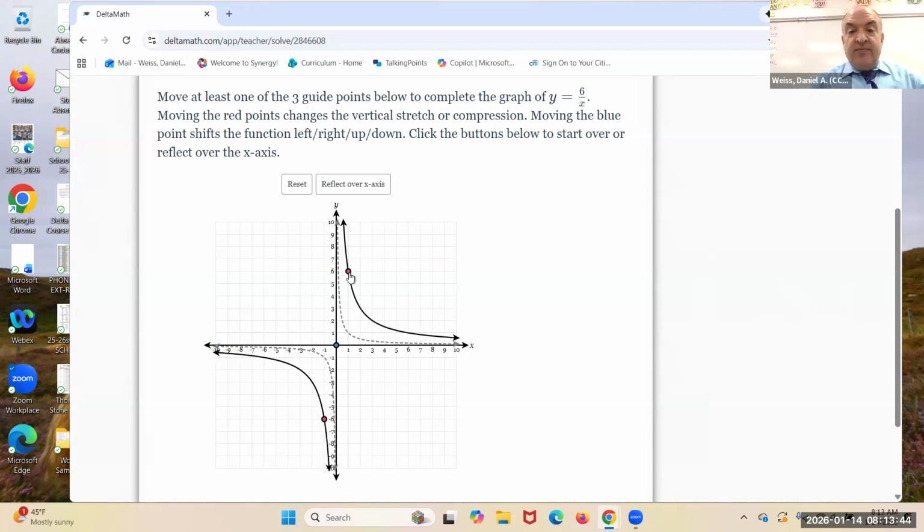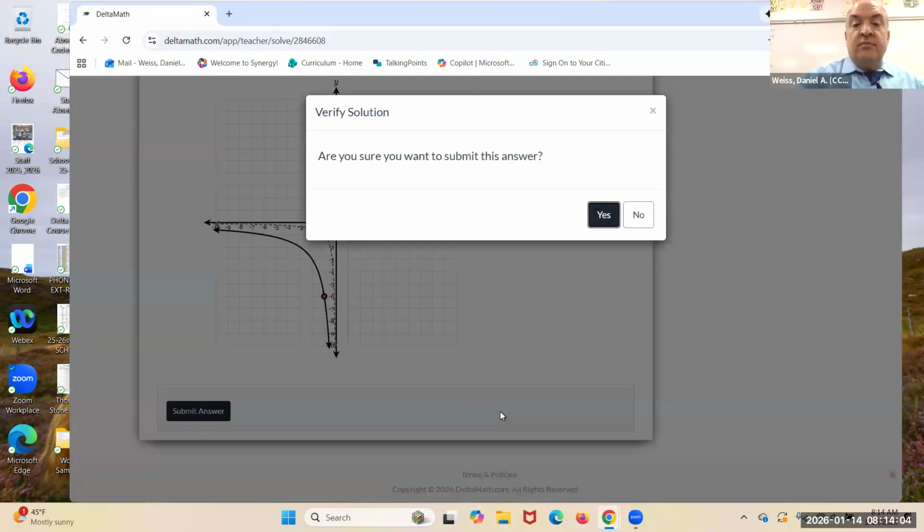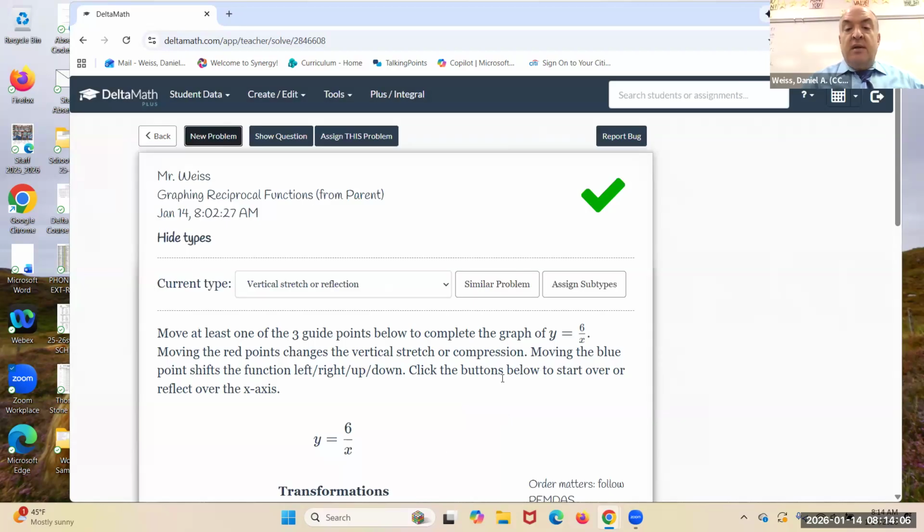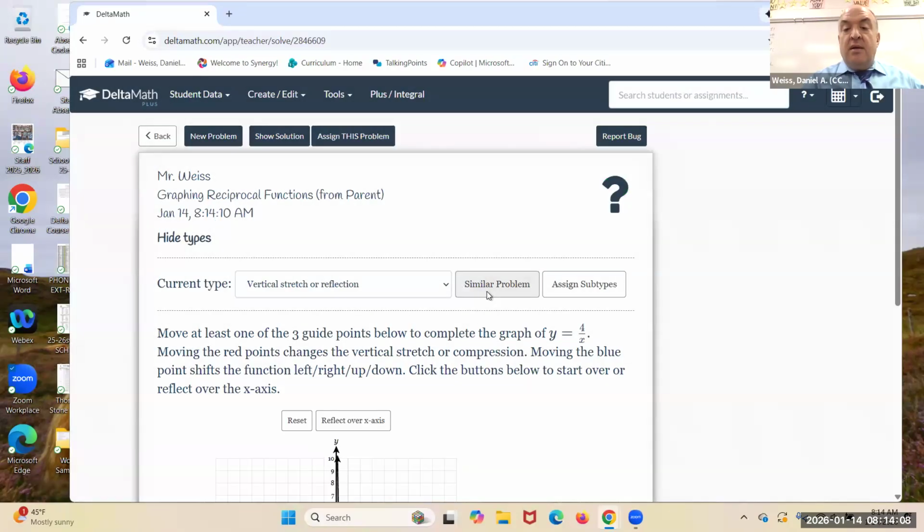1, 6, right? Of course, it also works for -1, right? -1, 6 divided by -1 is -6. Okay. And that's what you do. Press submit. All right.